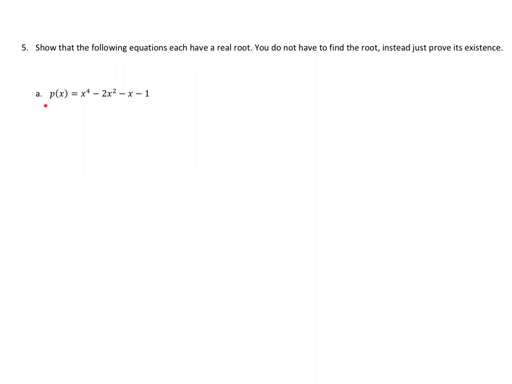In question 5, part A, I want to show that this polynomial has a real root. And by that I mean, if you plug some number in place of the function, you'll get 0 back. And we call this thing a root. I want to show one exists. We don't necessarily have to find what it is equal to. To do this, we're going to use the intermediate value theorem.